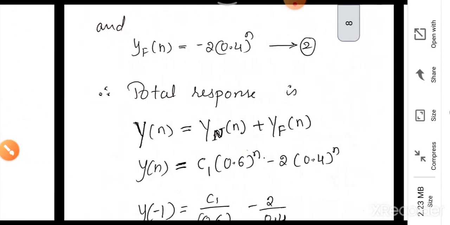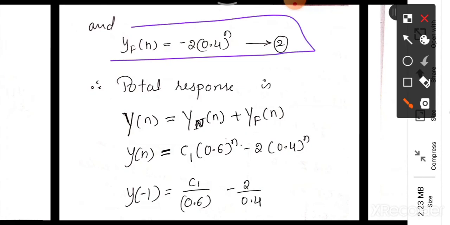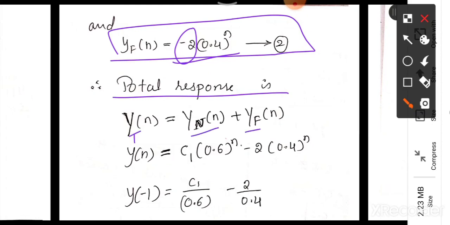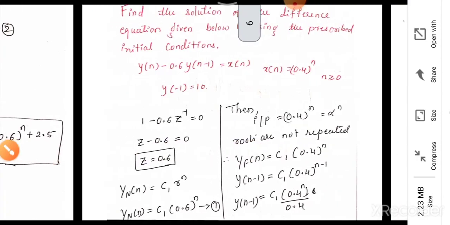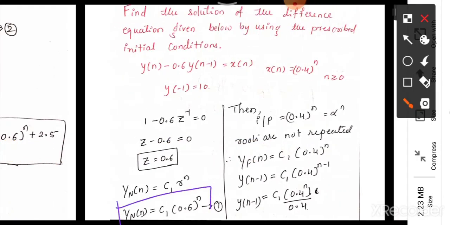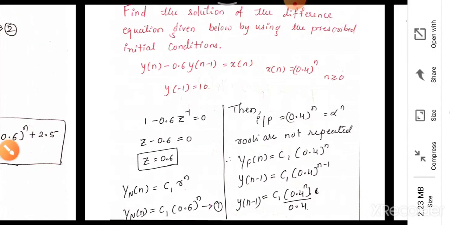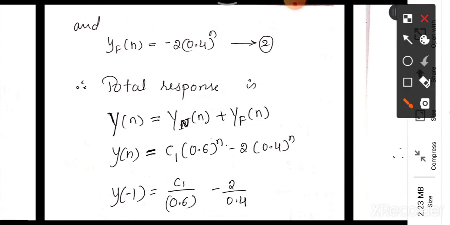Once we get those values, substitute in the forced response, that is yf(n) equal to C1 into 0.4 raised to n. C1 is minus 2, so substitute its value, minus 2 into 0.4 raised to n. Then the total response yt(n) will be equal to yn(n) plus yf(n). So now yt(n) equal to, what was that natural response equation? That is yn(n) equal to C1 0.6 raised to n. Therefore you substitute that one, which is C1 0.6 raised to n minus 2 into 0.4 raised to n.